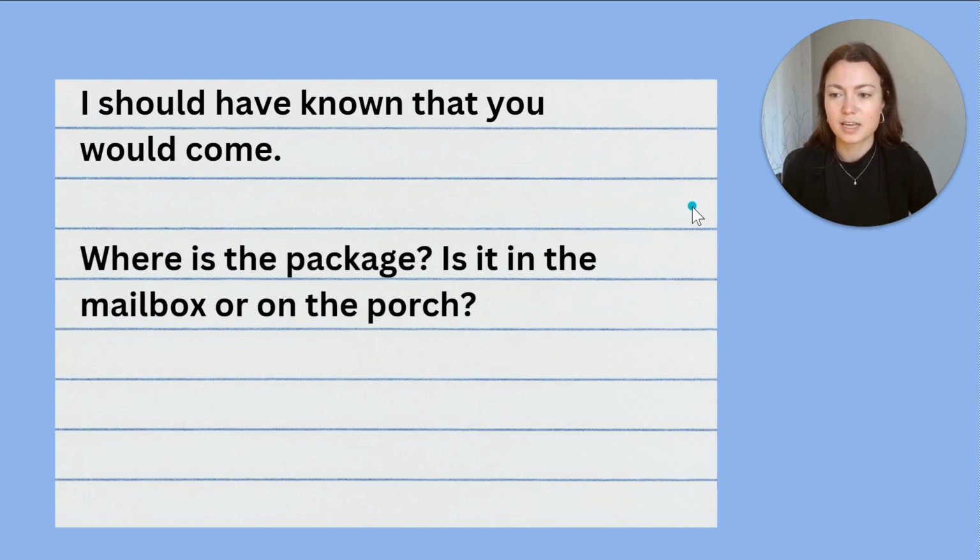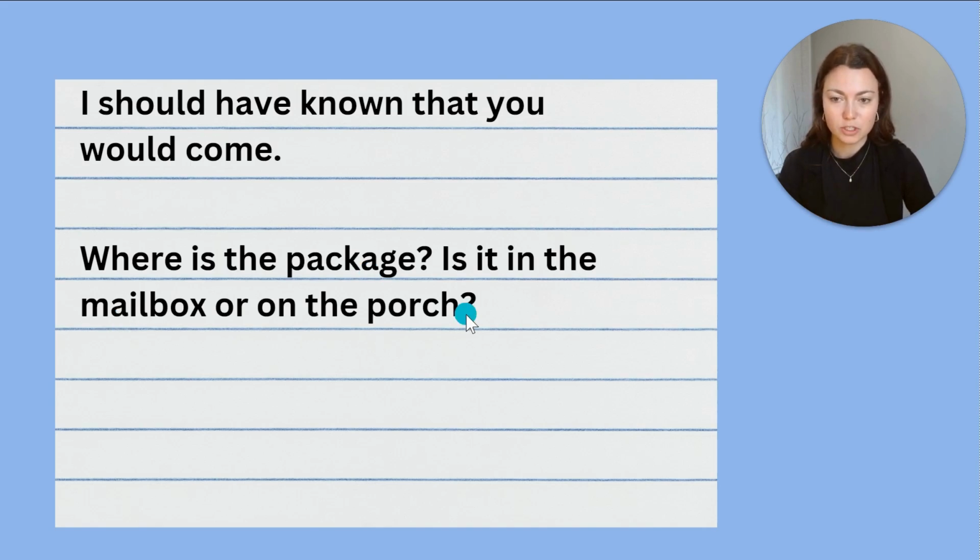Let's take a look at this other example here. Let me read it for you and I want you to identify which words receive the stress. Where is the package? Is it in the mailbox or on the porch? And again, where is the package? Is it in the mailbox or on the porch? So going back to our rules about what is stressed, we have a question word where, which receives stress. Package as a noun receives stress.